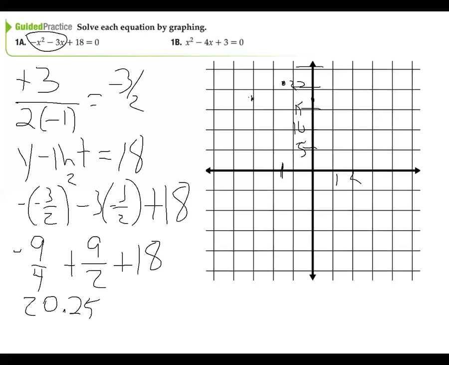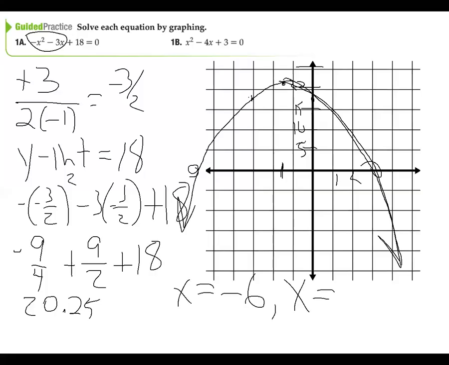And then the graph's going to come down like this. And this. Oops. Or like that. So your solutions are right here and here, and that would be x equals -6 and x equals 3. And you could double check them in the equation to see that they both work.